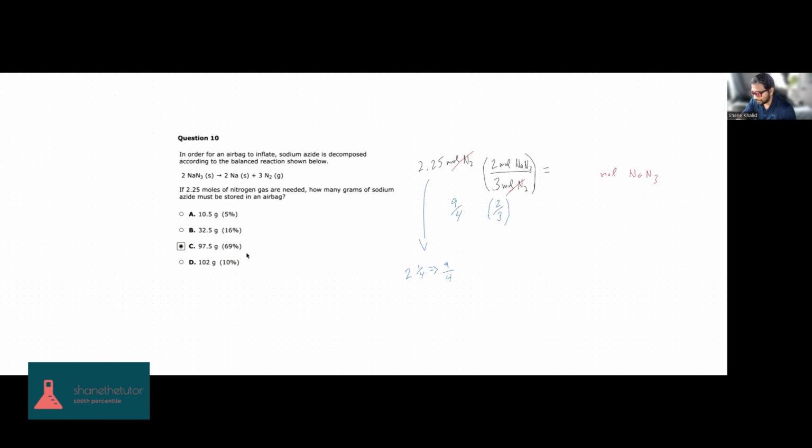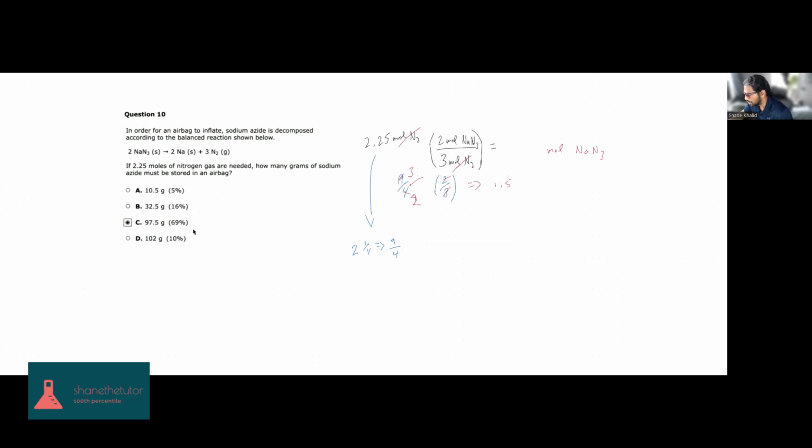The 2 goes into the 4 twice. The 3 goes into the 9 3 times. So this is 3 over 2, which is 1.5. So that's how I would do that. Now, let's think about that next step. So this 1.5 is the number of moles of sodium azide. Now, to figure out the grams of sodium azide, we use its gram formula mass.